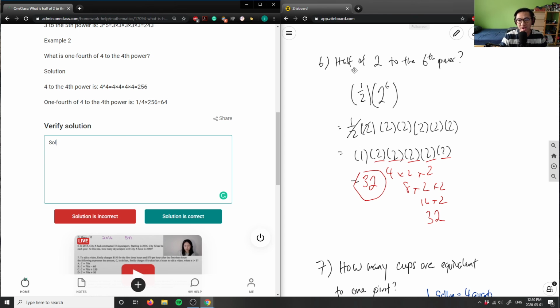Because again, we have half here. I'm going to multiply it by 2 to the power of 6. Again, the half cancels out with a 2, so it's simply just 2 to the power of 5, which here is 32. So the solution here is correct. Good explanation.